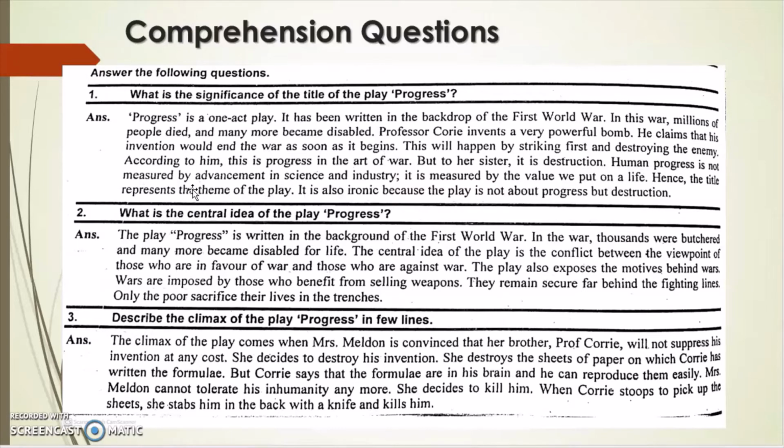Human progress is not measured by advancement in science and industry. It is measured by the value we put on a life. Hence, the title represents the theme of the play. It is also ironic because the play is not about progress, but actually destruction.